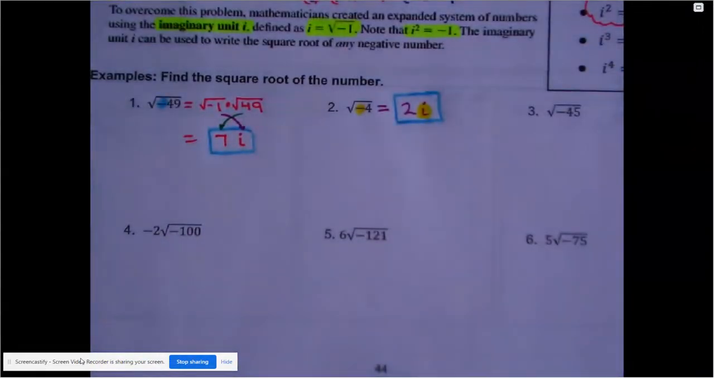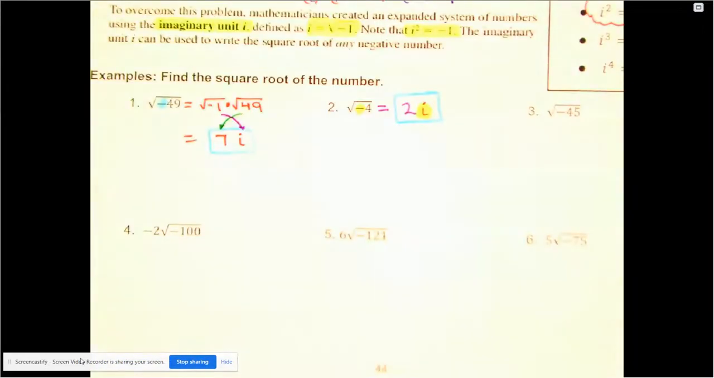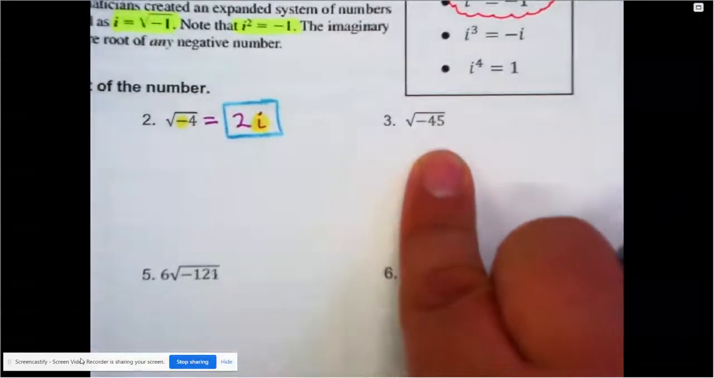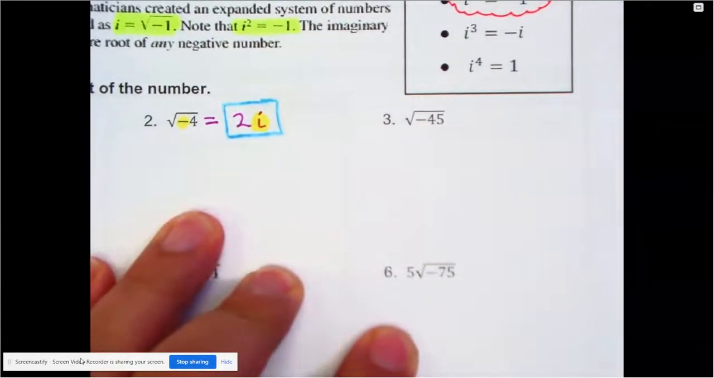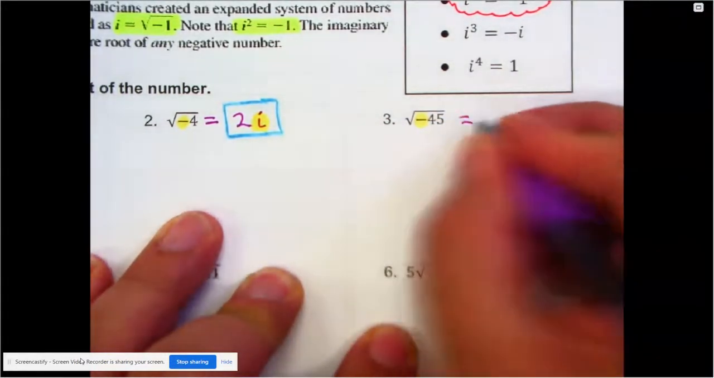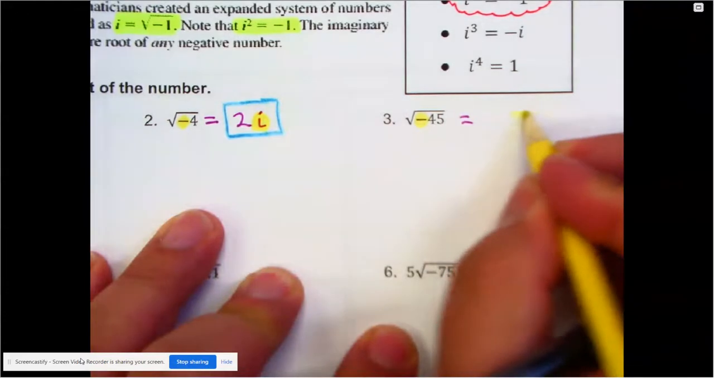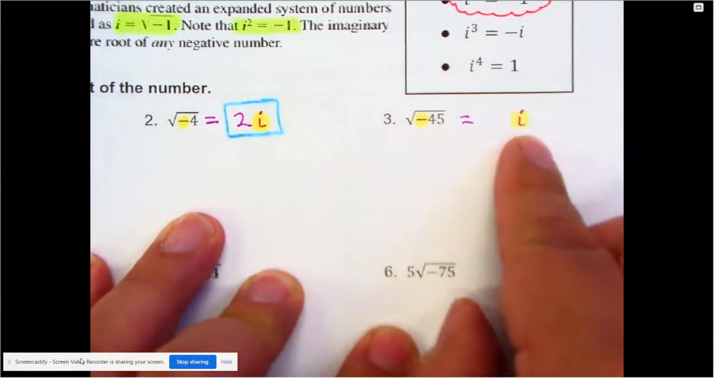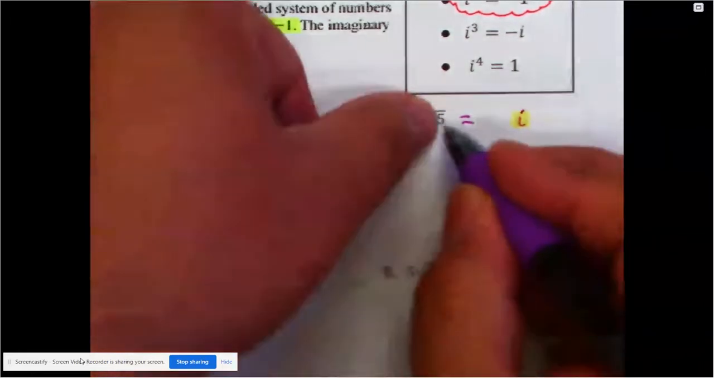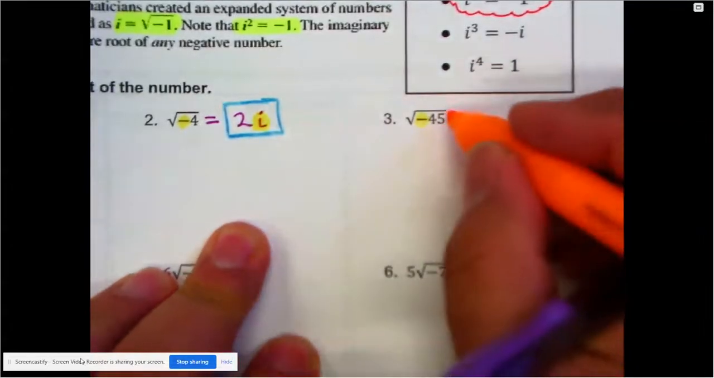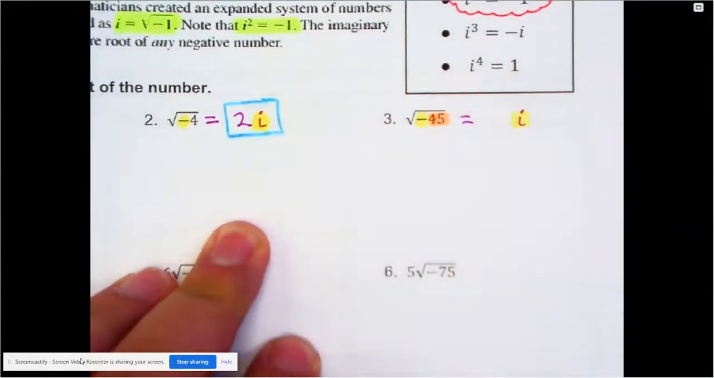Now, going on to the next one, it says the square root of -45. Now, 45 is not a perfect square, and so we're going to have to bring in what we learned before. But I will mention, because of the negative, as soon as I start getting my answer ready, I'm going to leave a spot ready for that i. There, that negative is taken care of. I can almost pretend like it's not there. The only thing I'm going to worry about now is that 45, because that i is done.